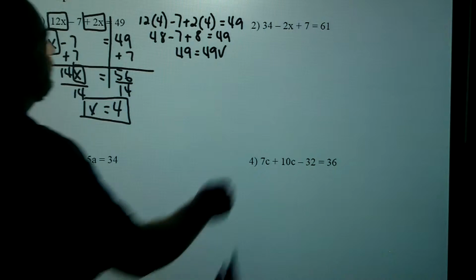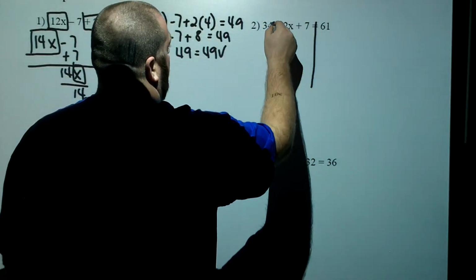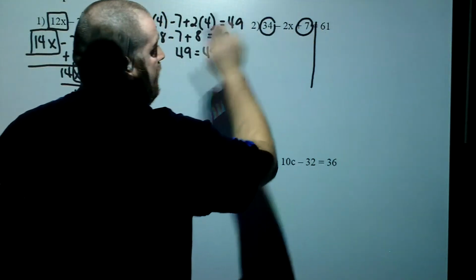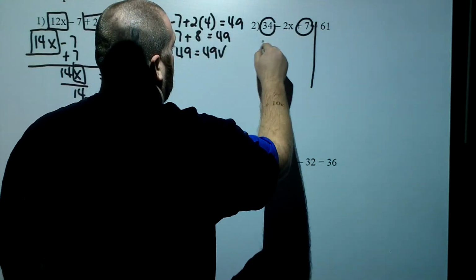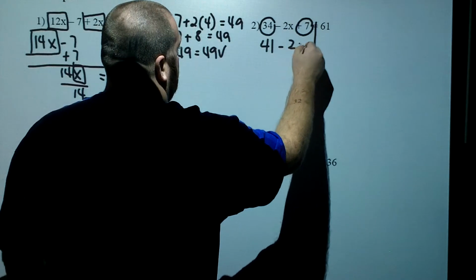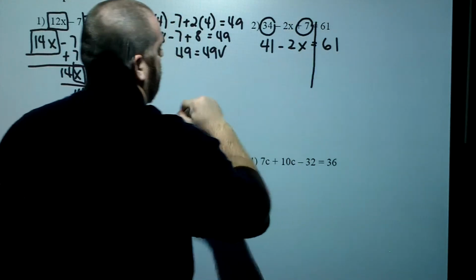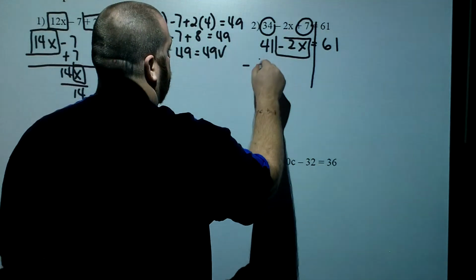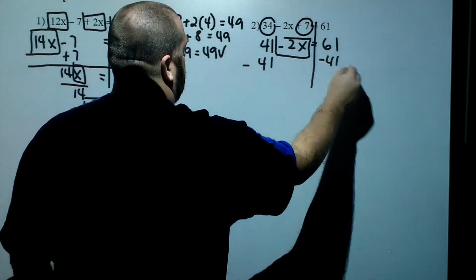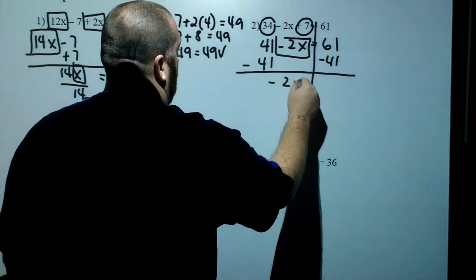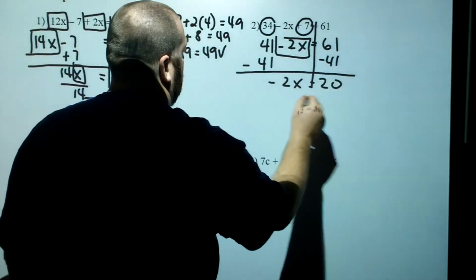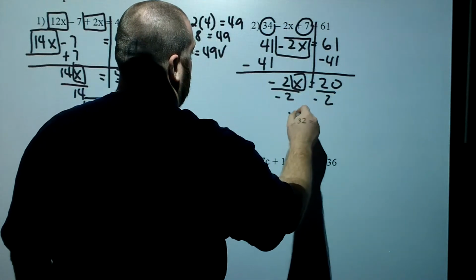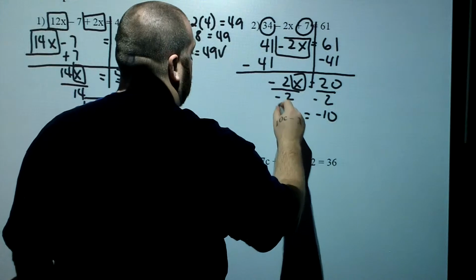Number 2. Draw a line down. I'm going to combine what's the same. So 34 is a constant, and so is positive 7. So 34 and positive 7 is 41. Minus 2x I bring down. I don't do anything with that yet. I want this by itself, so I get rid of 41, which means I subtract, because right now it's positive. Negative 2x equals 20. Divide by what's in front, negative 2. So x is negative 10 for my answer.